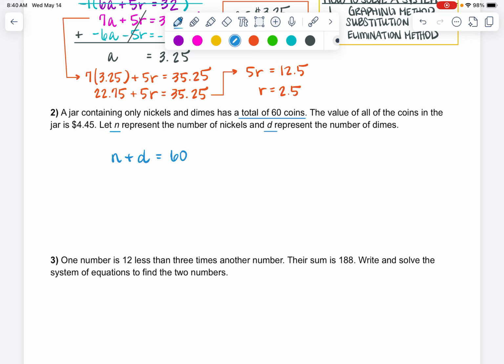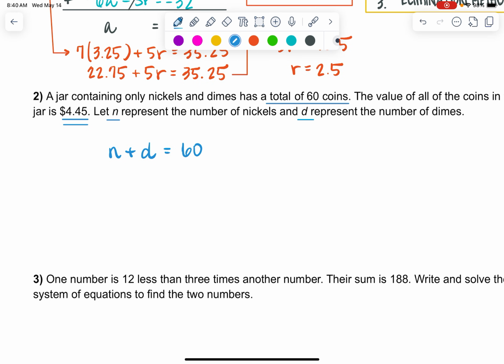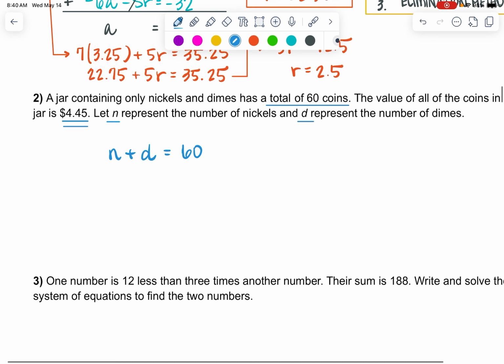Then we read our second equation. The value of all the dimes is $4.45. Okay, so that's a total amount of money. But remember, when you're talking about money, money can only equal money, right? So everything in our equation has to talk about the money value of nickels and dimes. I know it doesn't say it in the problem, but you have to insert that nickels are worth 5 cents each, dimes are worth 10 cents each, and if we add up all that money, we get $4.45, right? Money plus money equals money, okay?